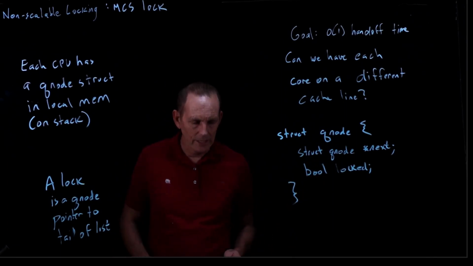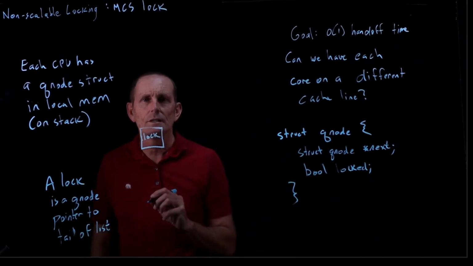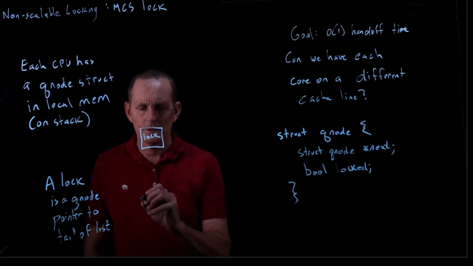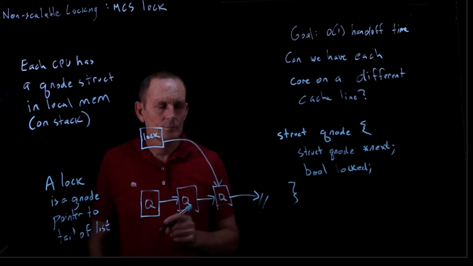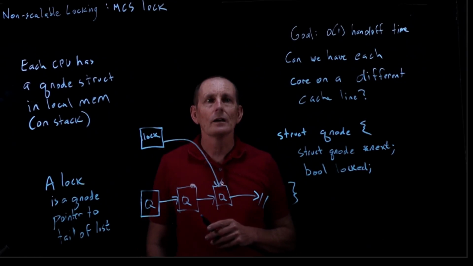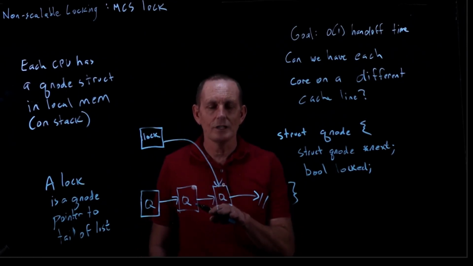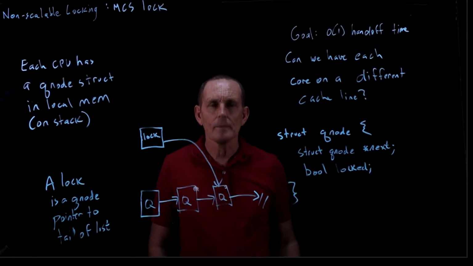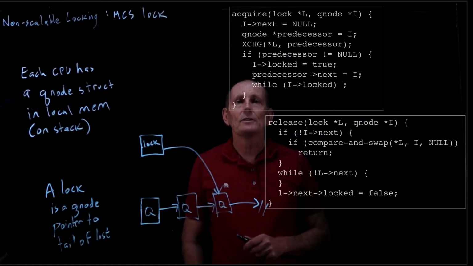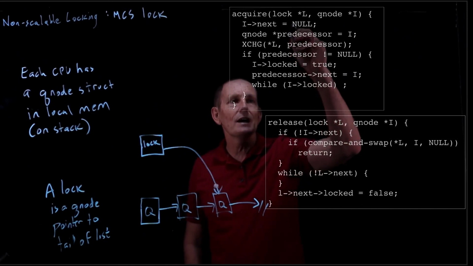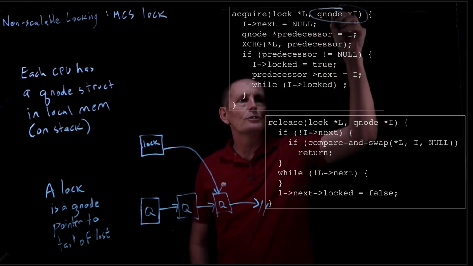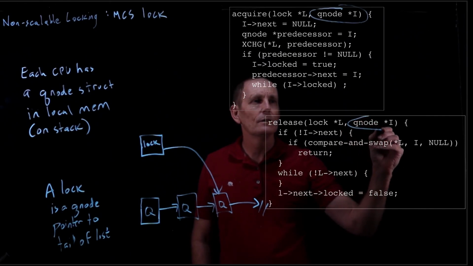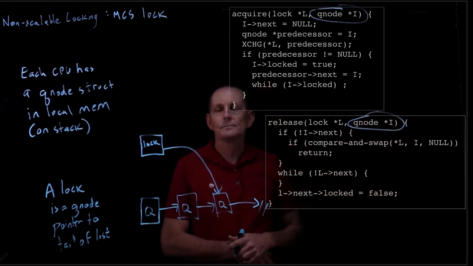So let me give you a diagram. So we have here, this is a lock, right? And what we've got are some QNodes. So that's a lock. That is, when we acquire a lock, we are going to go ahead and put ourselves at the end of this queue. So let's look at the code of this. One thing about the MCS locks is they do require a slightly different API, in that not only do you pass in a lock, you also pass in a QNode to both the acquire and the release.